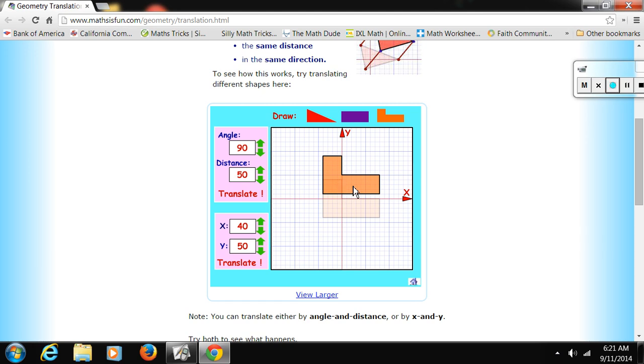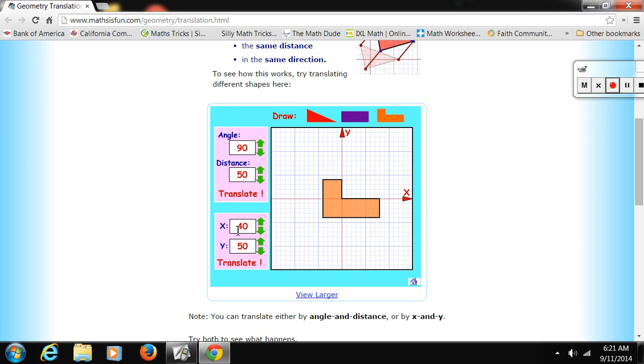So that would be translating it up, a 90-degree angle at 50. Anywhere the shape goes this way is acute. If it went over this way, it would be obtuse. If you went down this way, you'd have a reflex angle. So that would be the angle.